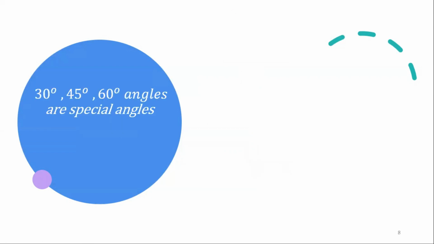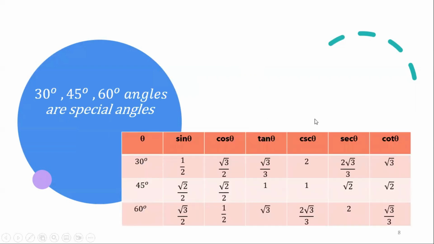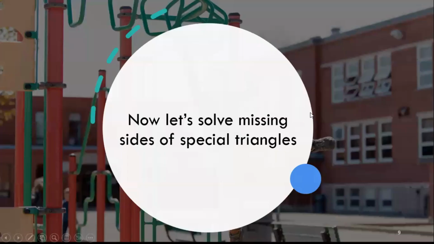So the 30, 45, and 60-degree angles are actually called the special angles. Here is the summary of the six trigonometric ratios of the special angles: 30, 45, and 60-degree angle.